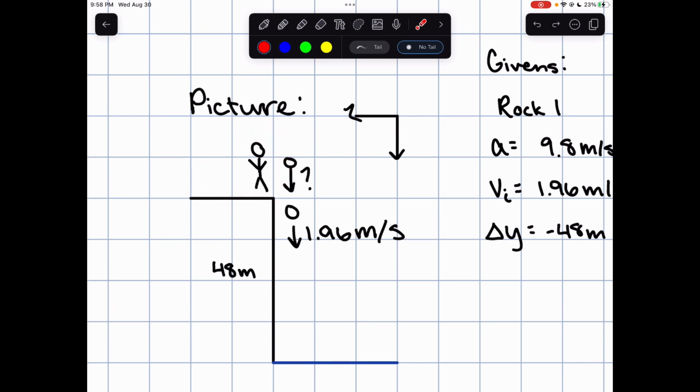We have our physics student, our cliff, the water. We have our first rock here with its labeled initial speed and a little farther down than the second rock because we know it was thrown 1 second before. Then we have our second rock with its unknown speed. We have the height of the cliff, and we have our coordinate axes, calling down the positive direction and towards the left the positive direction.